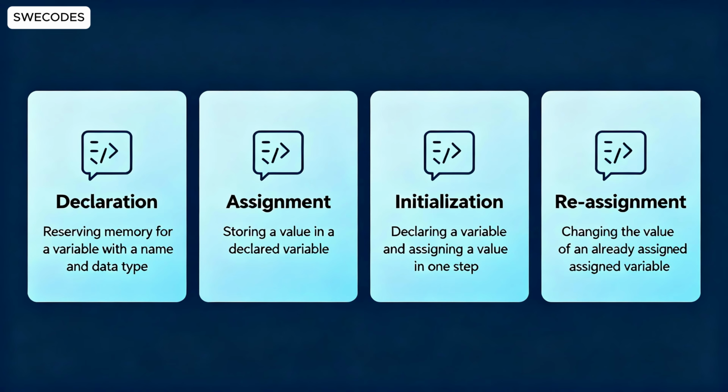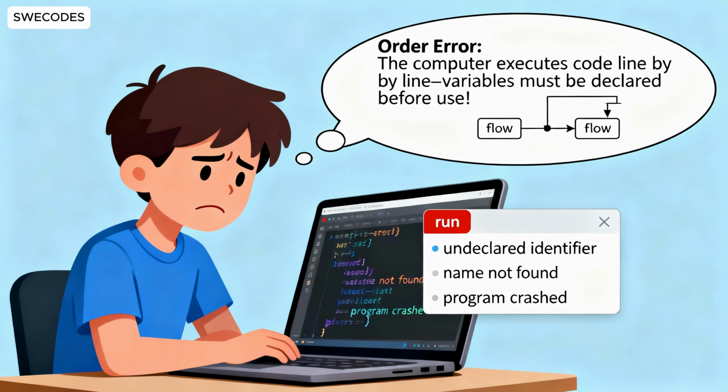You write your first program. You hit run. And it fails. You get a cryptic error, undeclared identifier, name not found, or just a total crash. What went wrong? This is the single most common stumbling block in programming. It's not a complex bug, it's an order error. And fixing it teaches you the fundamental logic of how a computer actually thinks.